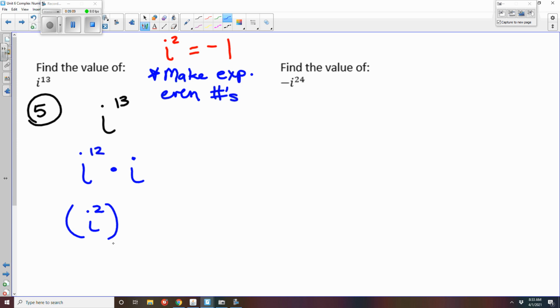And now we have to remember, if I raise a monomial to a power, we're multiplying the powers. So we're actually doing the opposite. So we have to divide. What's 12 divided by 2? 6. And I drop down my times i.